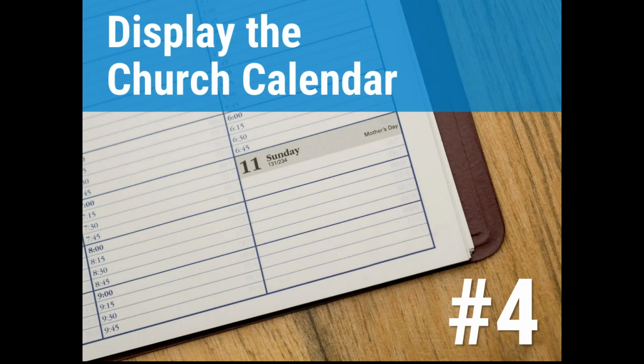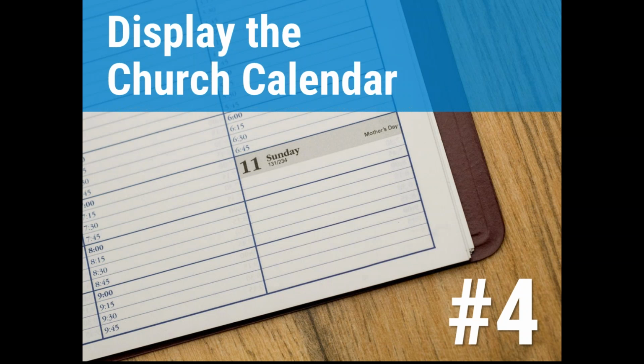Next up, number 4, displaying the church calendar. Having a central location for the church calendar is key, and that's one of the primary things we hear from churches when they're looking at redoing their website: we want one central location for a church calendar. And the website is the best place to do that.